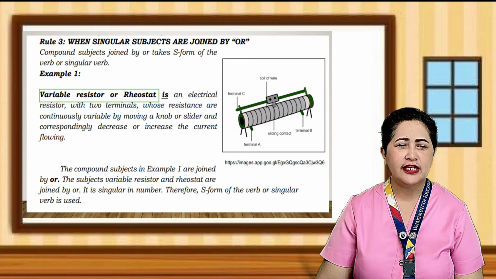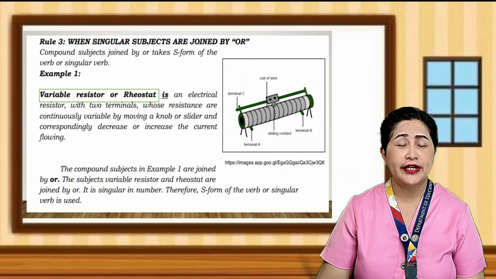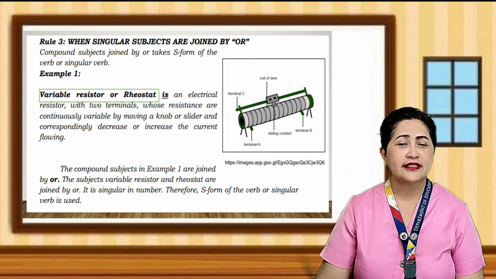Rule number 3. When singular subjects are joined by or, it takes the S form of the verb or singular verb.